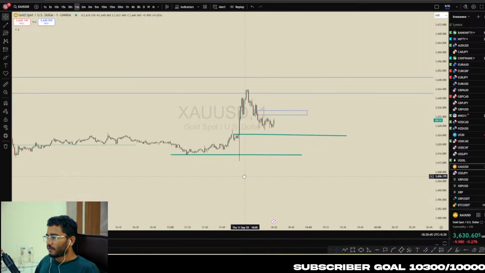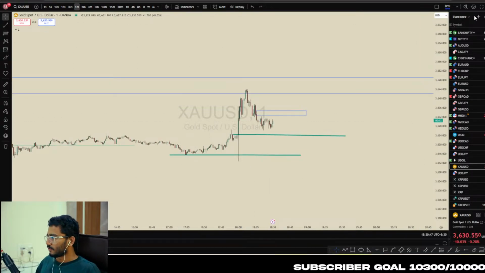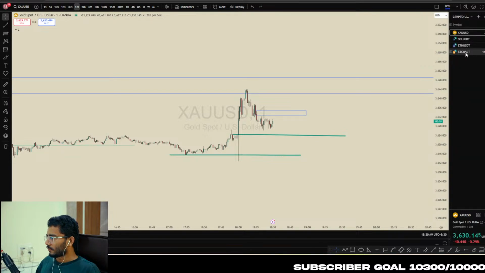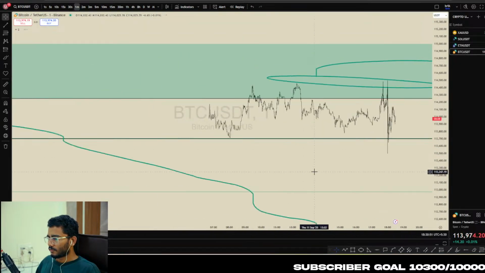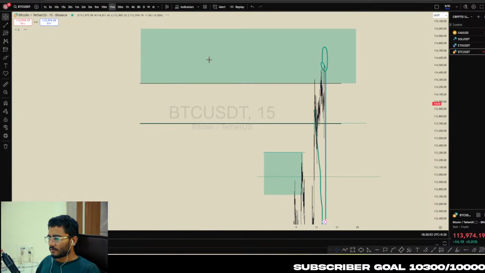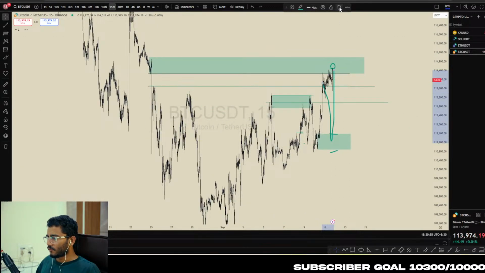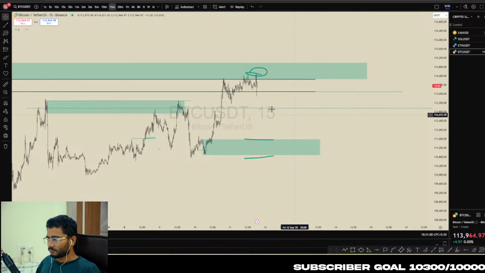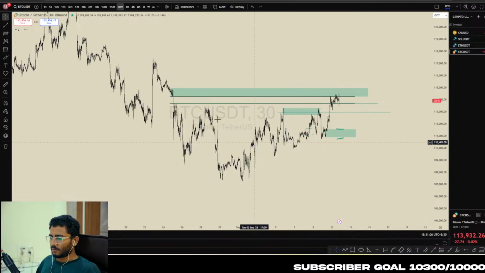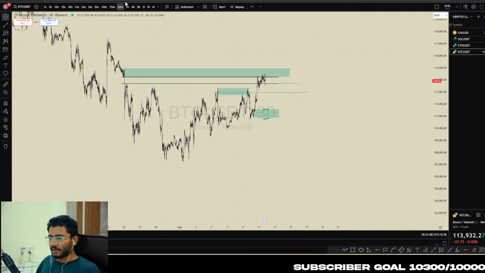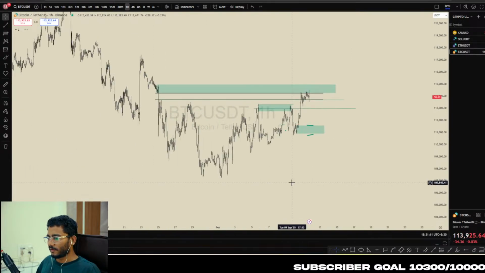Can you give us a BTC? Check BTC? BTC is reacting from this order block. Right now it's consolidating, so I can't give any random trades. I don't want price to hit your stop loss and just give any random trades.